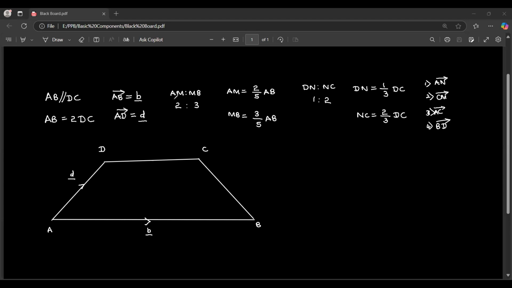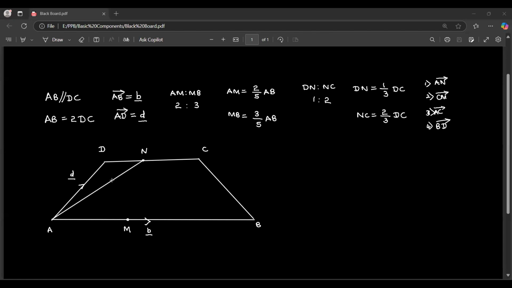And they have also told us AM is to MB is 2 is to 3. So M is somewhere here. If this is 2x, this should be 3x. That's the ratio we are using. Then we have DN is to NC somewhere here. If it is x, this is 2x. And we have to find out AN first. This is N.